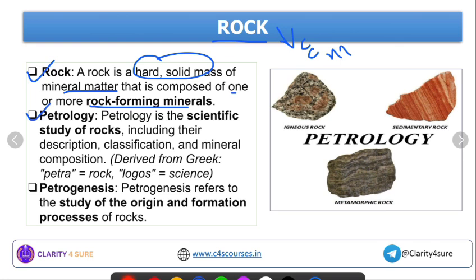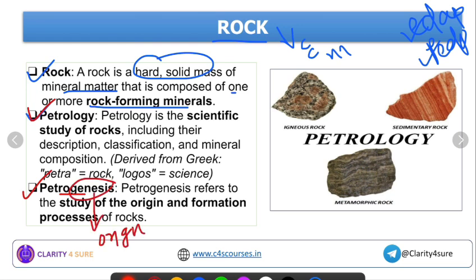Like in soil science, we have the concepts of edaphology and pedogenesis, right? On similar lines, we have two concepts here. First is petrology and second is petrogenesis. Let's first discuss petrogenesis. We know genesis is origin, and petro means rock. So petrogenesis is the study of origin and formation processes of rock.